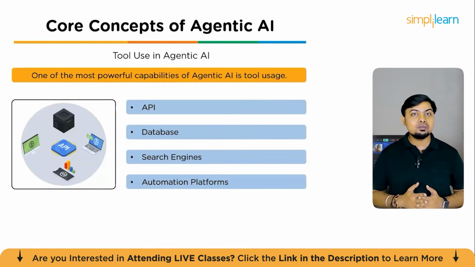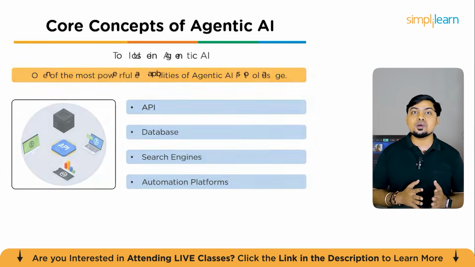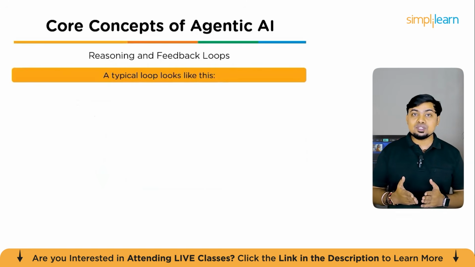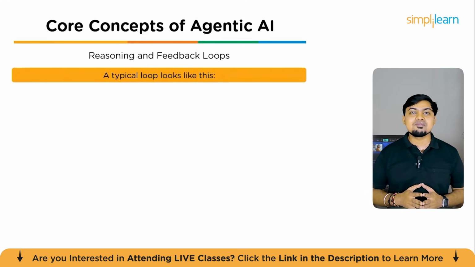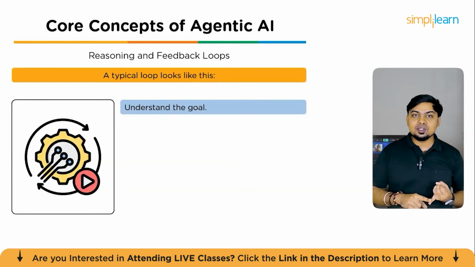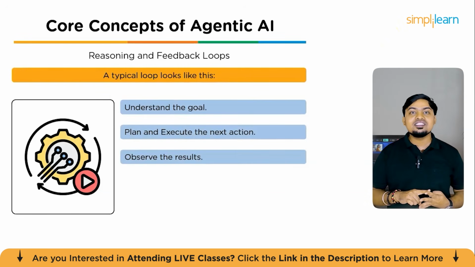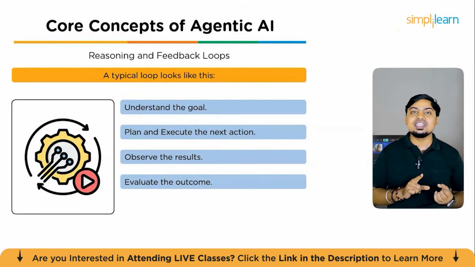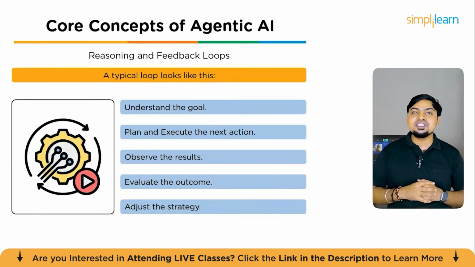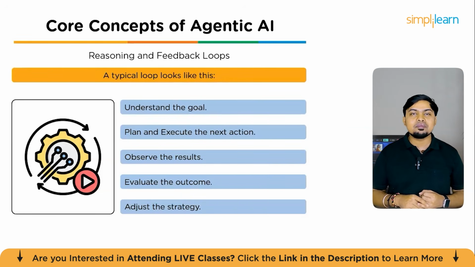Reasoning and feedback loops. The next one is reasoning and feedback loops. Agentic systems also operate using iterative reasoning cycles. The cycle: plan the next action, execute the action, observe the results, evaluate the outcome, adjust the strategy. This continuous feedback loop allows AI agents to correct mistakes, improve performance, and adapt decisions dynamically. Traditional AI produces a single output. Agentic AI continuously improves towards the goal.